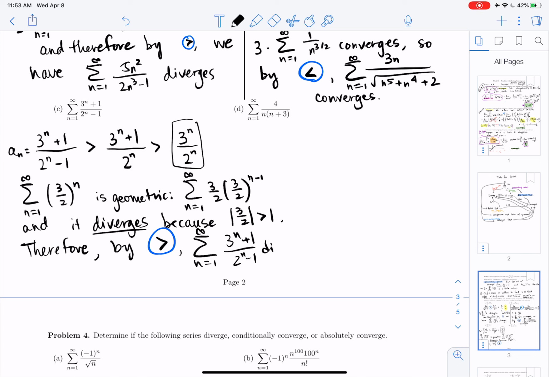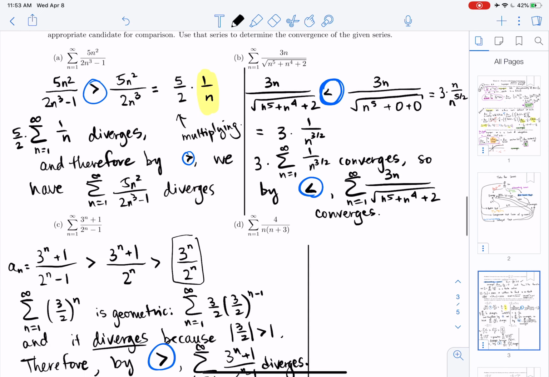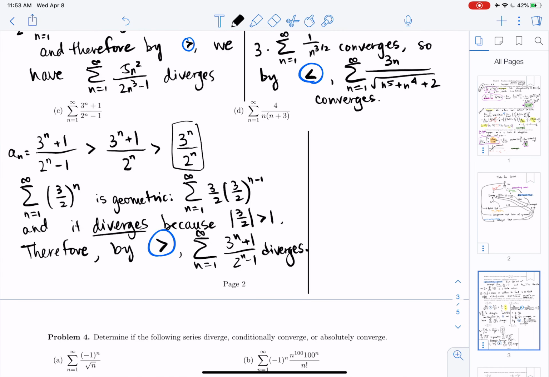Okay. All right. Hopefully we feel okay about that. So we just used the comparison test in all three of those. We can use the comparison test for part D as well. Maybe I'm feeling crazy and I'm going to try the integral test.